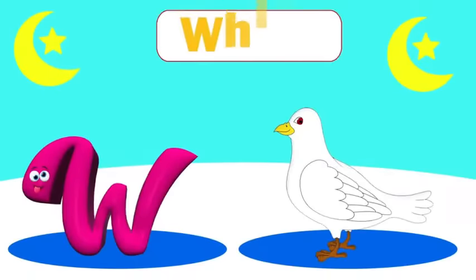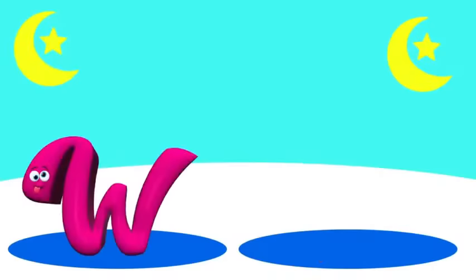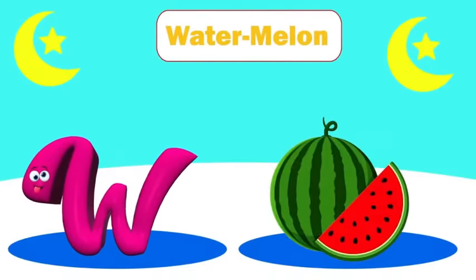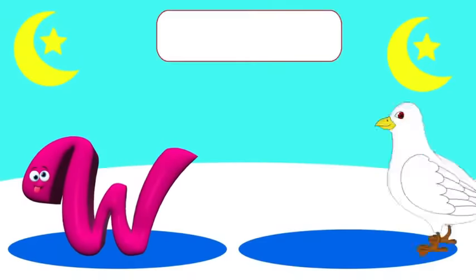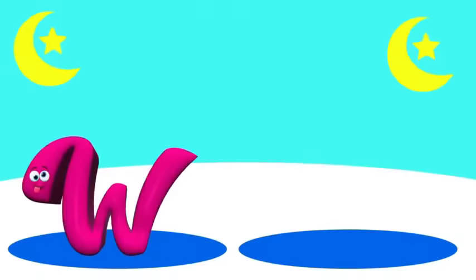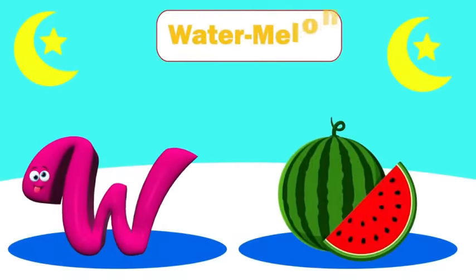W is for white, w w white. W is for watermelon, w w watermelon. W is for w w w w white. W is for w w w w watermelon.